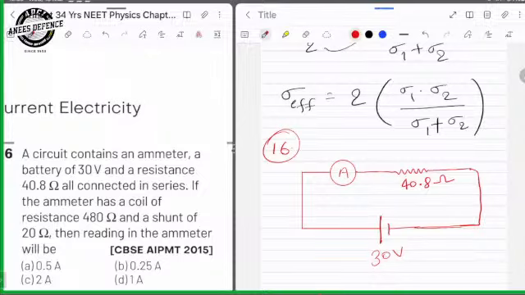If the ammeter has a coil of resistance 480 ohm, it means this ammeter has resistance 480 ohm. And a shunt of 20 ohm, means shunt of 20 ohm. Clear? Then the reading in the ammeter will be.